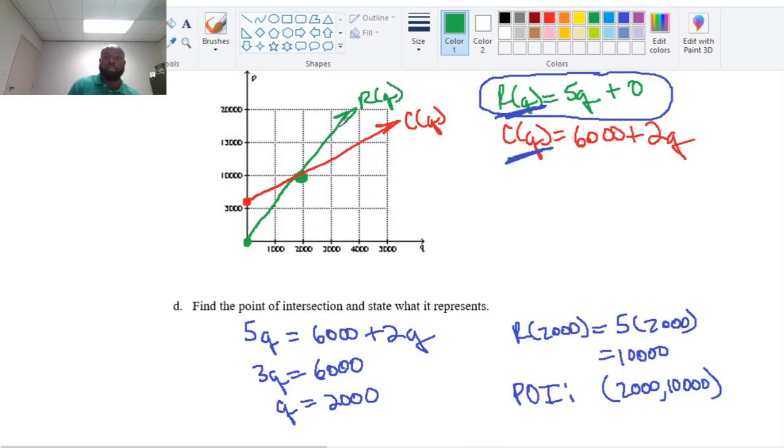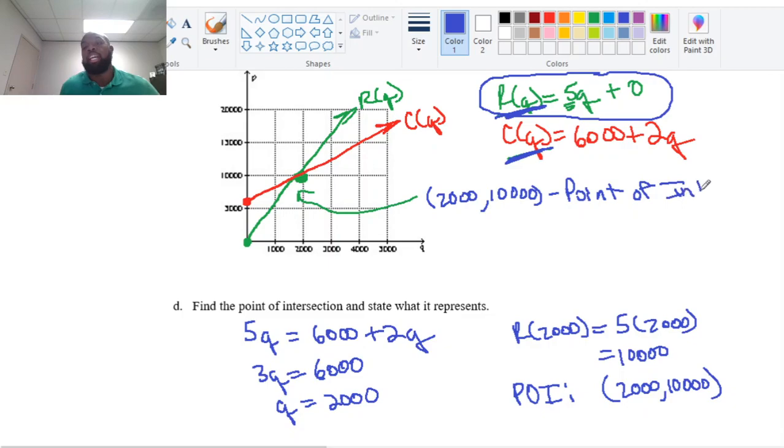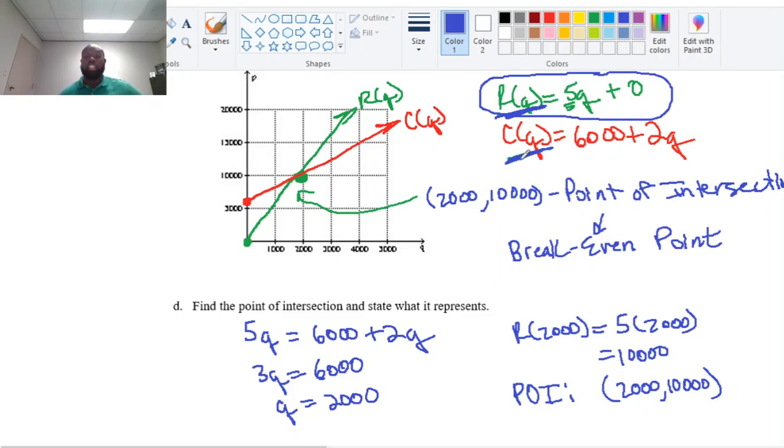R of Q has a steeper slope, which is 5. C of Q has a shallower slope, which is 2, right? And we have our point of intersection here. And that point is called your break even point. All right. Whenever cost equals revenue, you have your break even point.